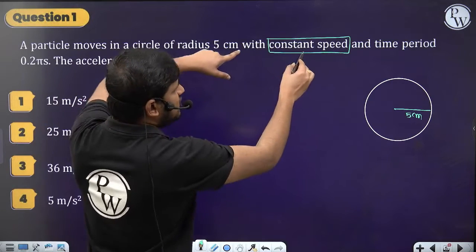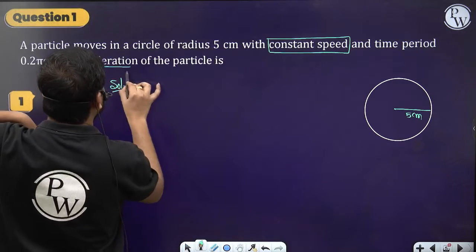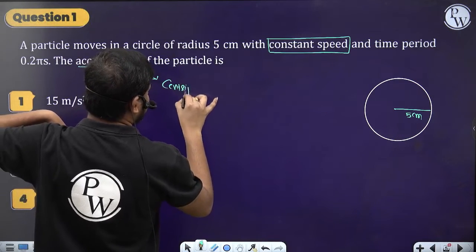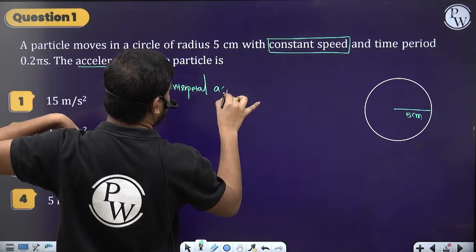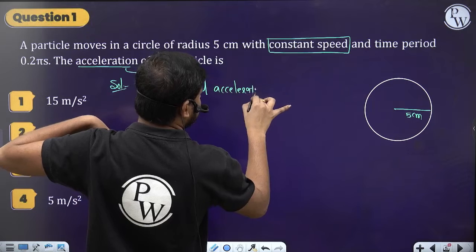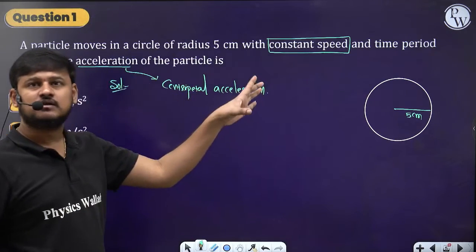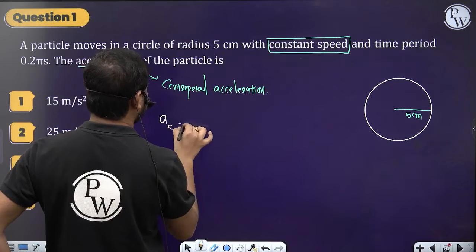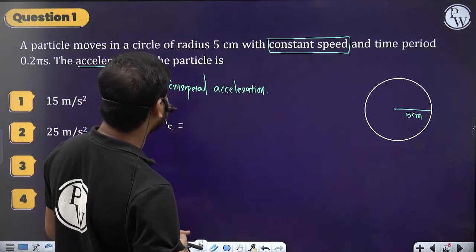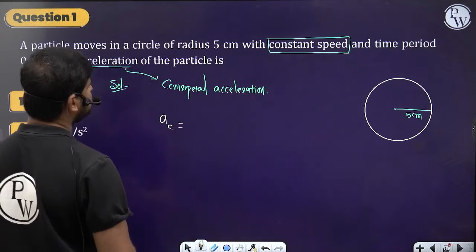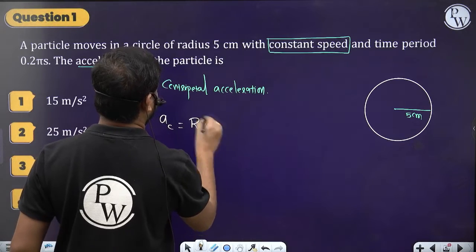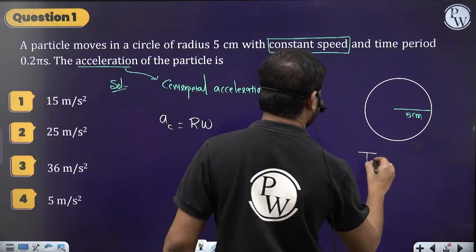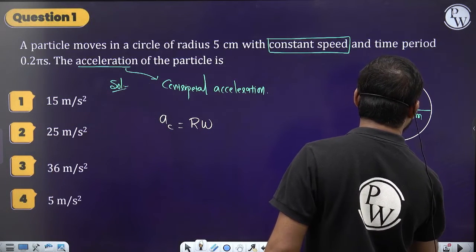So if its speed is constant, which acceleration will be there? That acceleration should be the centripetal acceleration. If the speed is constant, the acceleration will be only due to the change in the direction of velocity, so the centripetal acceleration. So now AC is equals to, which formula shall we use? Better let's use R omega square, because we know the radius and the time period is given. So what's the time period? The time period is equals to 0.2 pi seconds.